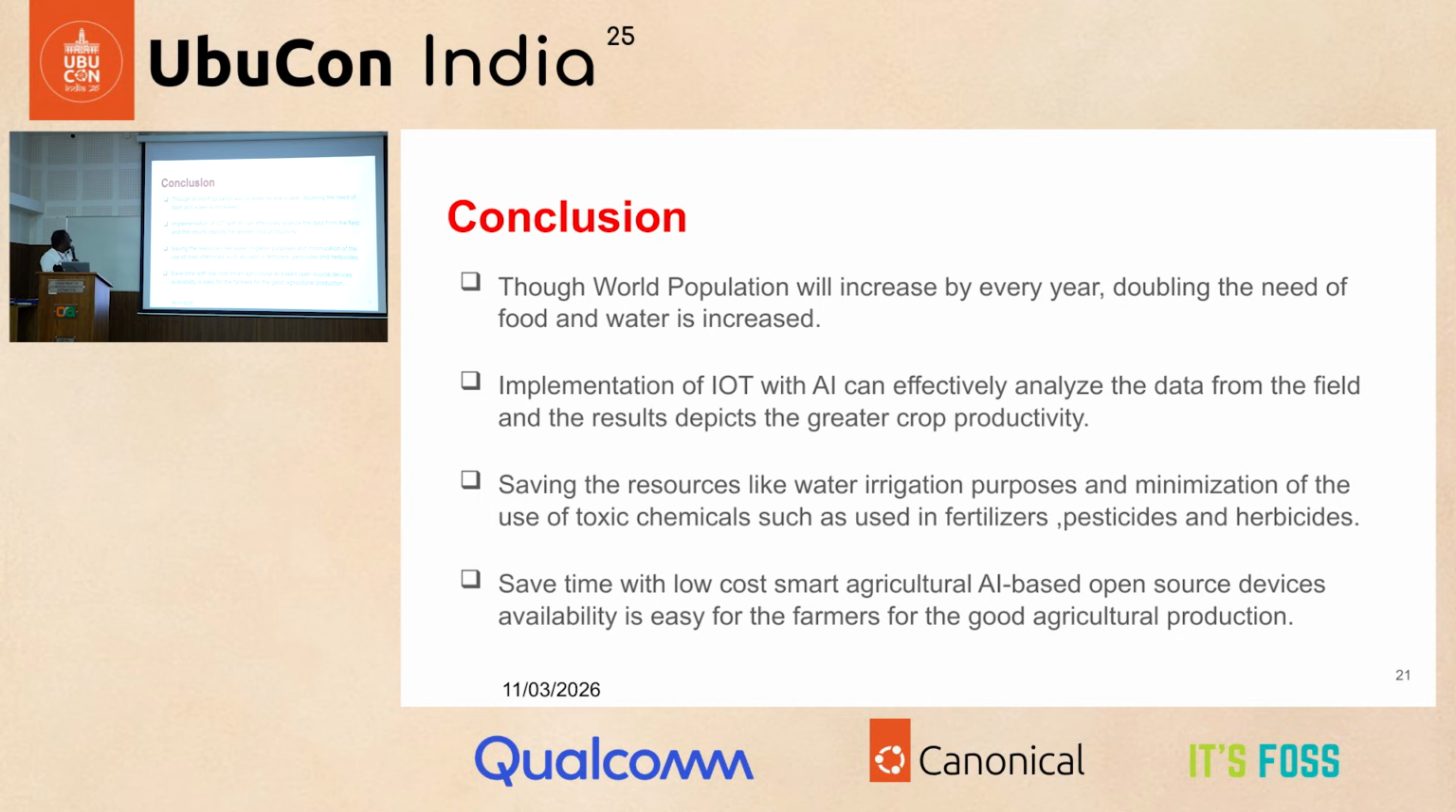In conclusion, every year we need more food. So in order to implement this IoT and AI, I can maximize the crop productivity while saving resources like water irrigation and minimizing toxic chemicals such as fertilizer. Fertilizer is a very important factor. Every year farmers die in the rural areas, known or unknown, because of fertilizers, pesticides, and herbicides. So I can save time with low cost smart agricultural AI based open source devices. Open source devices, you can learn this word. Their availability is easy for the farmers for good agricultural production.